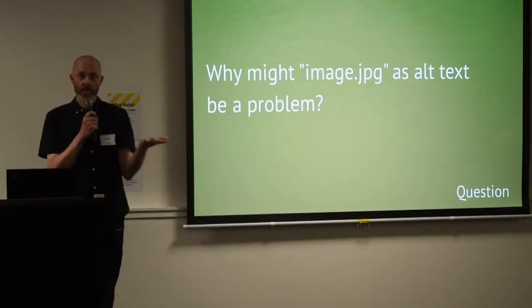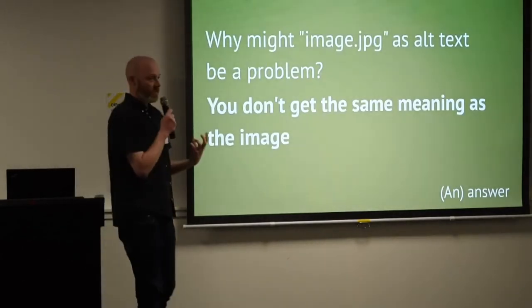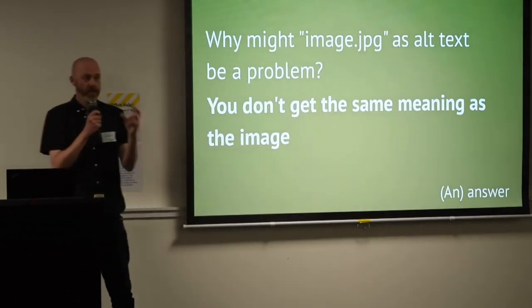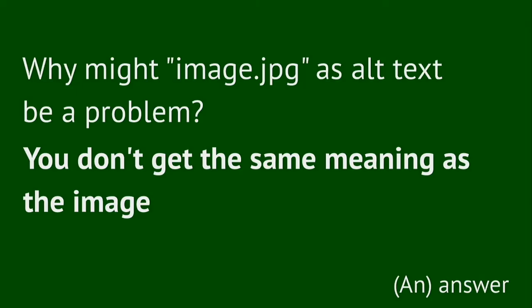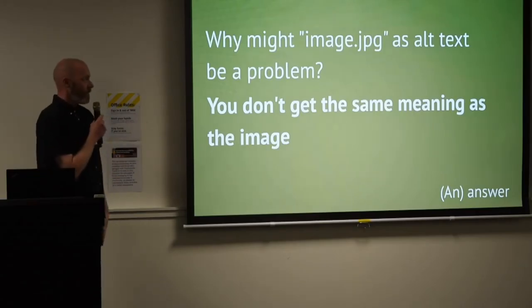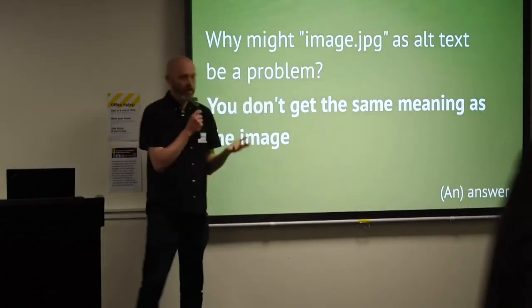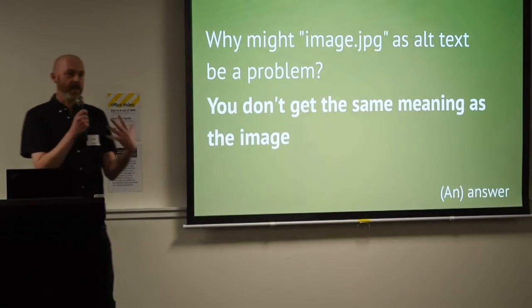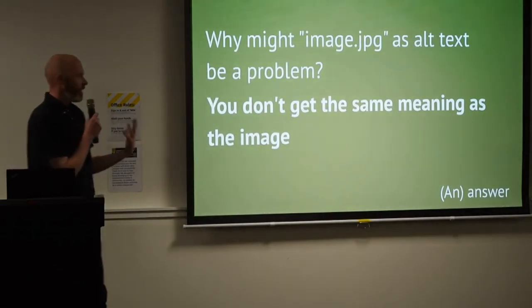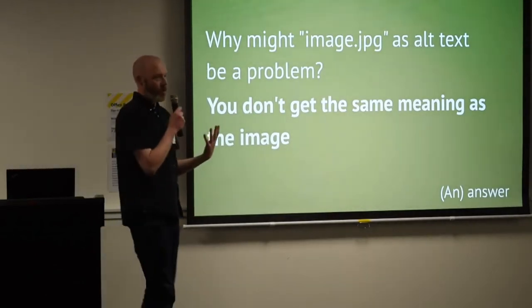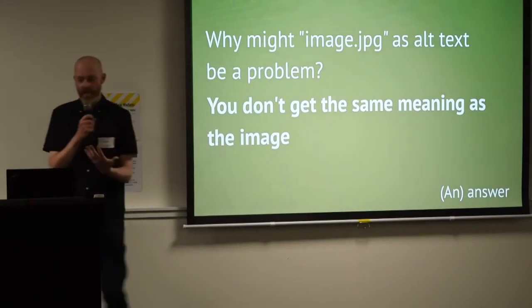Yeah, it doesn't tell us what's in the image. You don't get the same meaning as the image. The point of alt text is to be a replacement for the image. It should convey the same content, the same information, the same purpose as the image. And image.jpg doesn't do that. I've actually chosen quite a good example, but imagine it's a system-generated file name, like photo underscore 2117. That does not help at all.